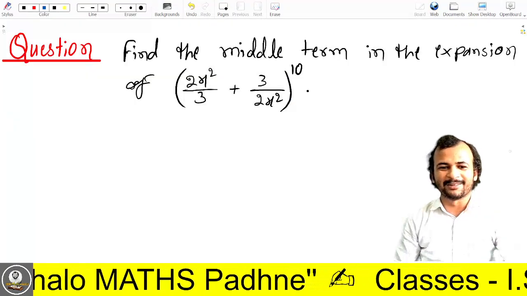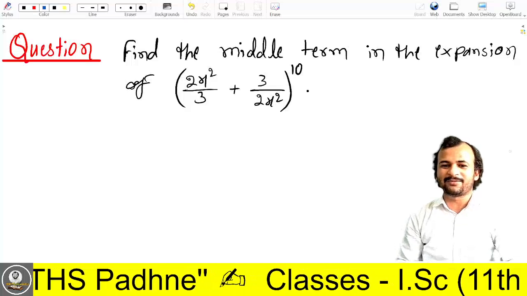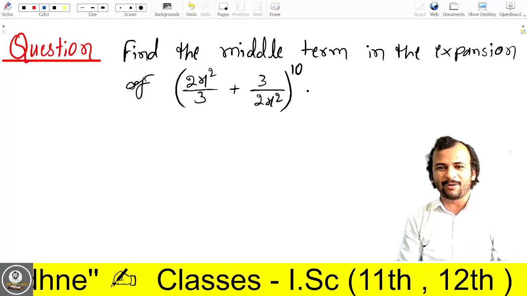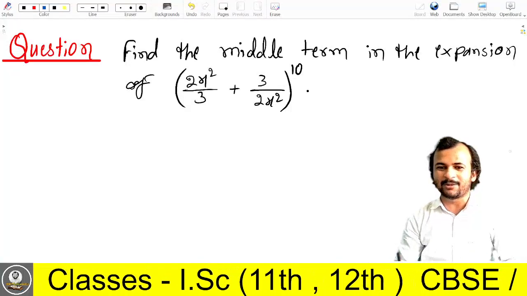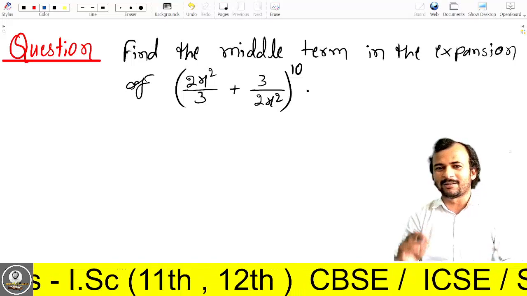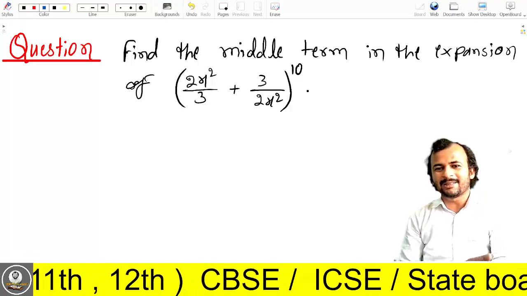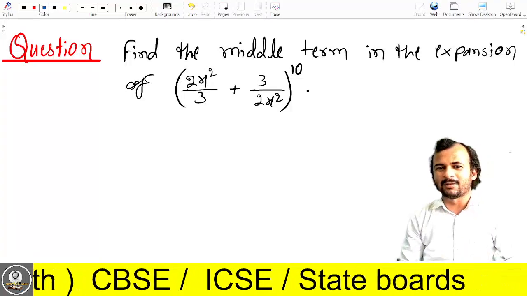Chalo Maths Padhne. Dear students, we have a question. Question is find the middle term in the expansion of (2x²/3 + 3/(2x²)) to the power 10. We have to find its middle term in the expansion of the given binomial, right?